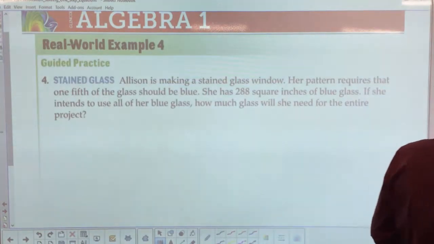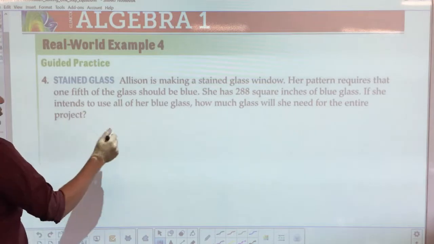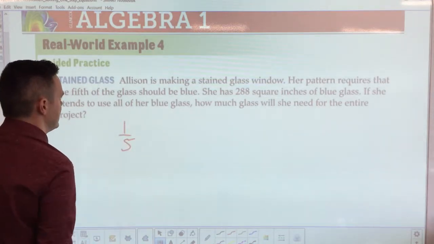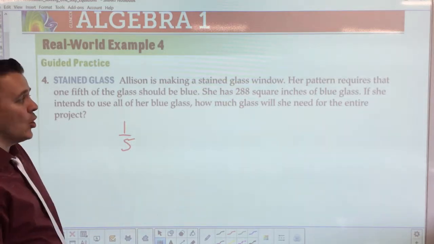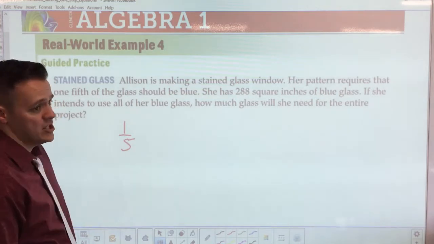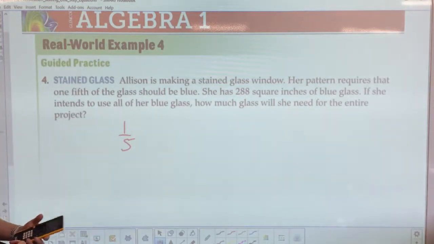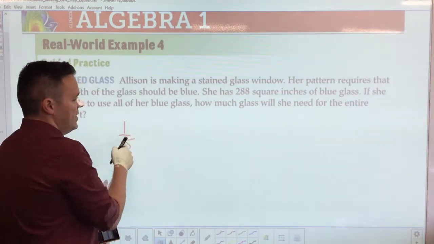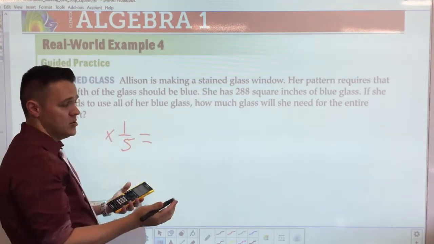All right, so ladies and gentlemen, let's talk about this. Her pattern requires 1/5 of the glass to be blue, okay? She has 288 square inches of blue glass. If she intends to use all of her blue glass, how much glass total will she need for the entire project? So as I think about this, I'm thinking of 2 different aspects with this, okay? If 1/5 is the total, okay, let's see, I'm going to do some trial and error.